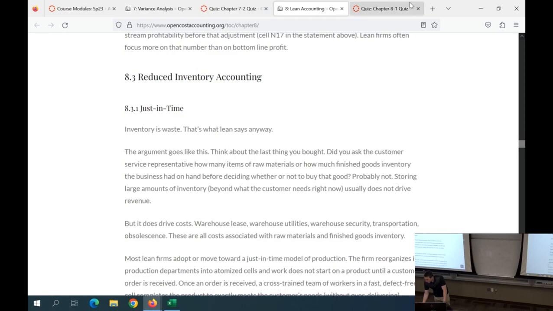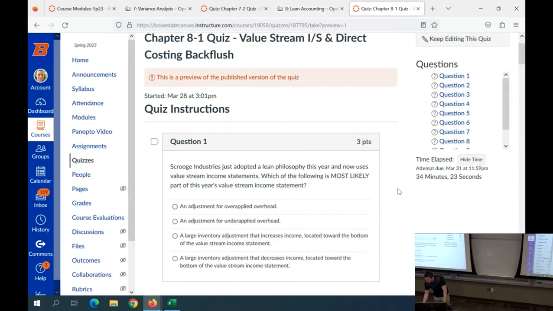All right. So there are some questions in chapter 8 about value stream income statements. And these are some of the few conceptual questions in the course. And they generally are understandable if you remember those three characteristics of value stream income statements, and some details about them. So let's look at this question right here. Scrooge Industries just adopted a lean philosophy this year and now uses value stream income statements. Which of the following is most likely part of this year's value stream income statement?